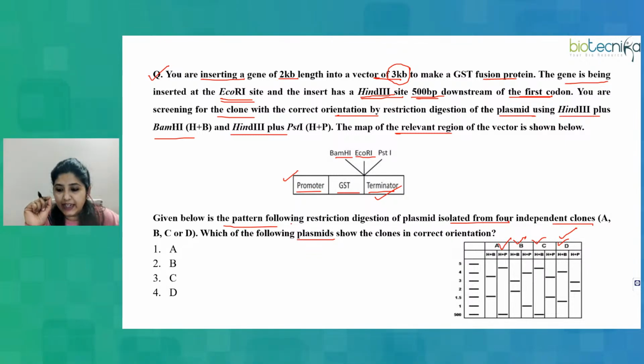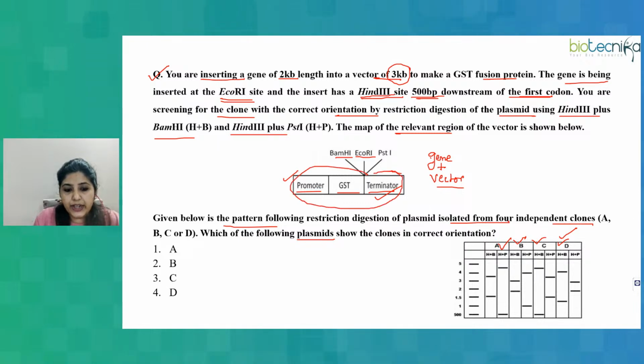See, again and again, I'm saying try to redraw the diagram. You have one piece of information given, that there is a gene and you are inserting it into the vector, right? So the gene is there and you are inserting it into the vector. This is the vector backbone, you can say, given to you, and here you are inserting your gene. So just redraw this diagram and label all the things.